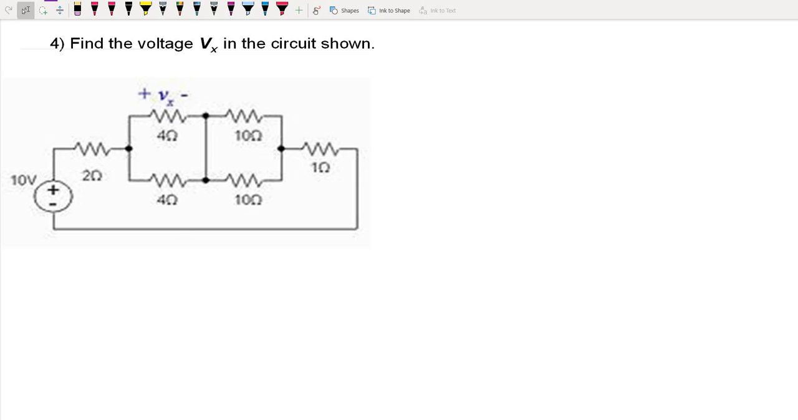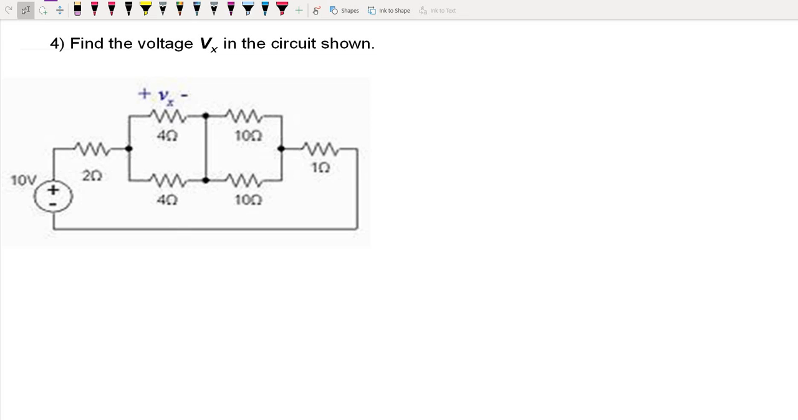I will take up 3 problems now and solve them in a step by step mode, using which you can solve other problems. To start with, the problem shown on the screen: in a simple circuit having one voltage source and 6 resistances connected in the given fashion, you have to find the voltage across one particular resistor. That is, you have to find the voltage across this upper 4 ohm resistor, which is marked as Vx. The question asked is, find the voltage Vx in the circuit shown.